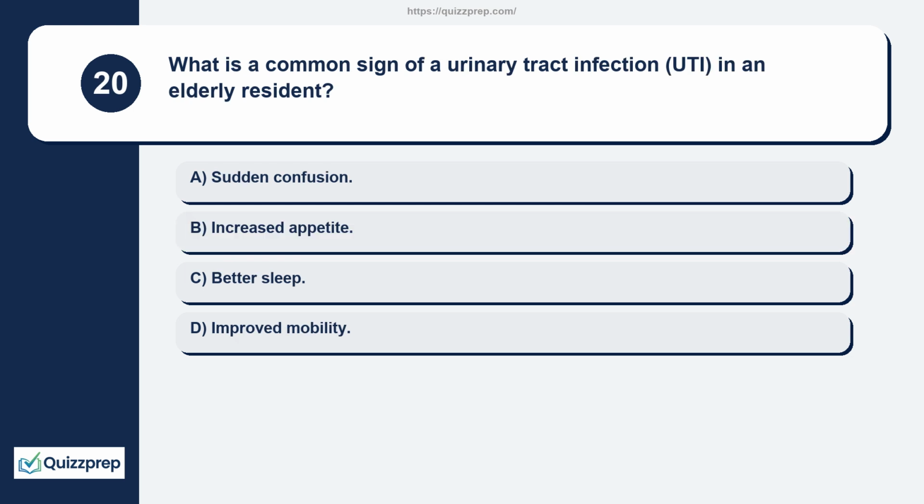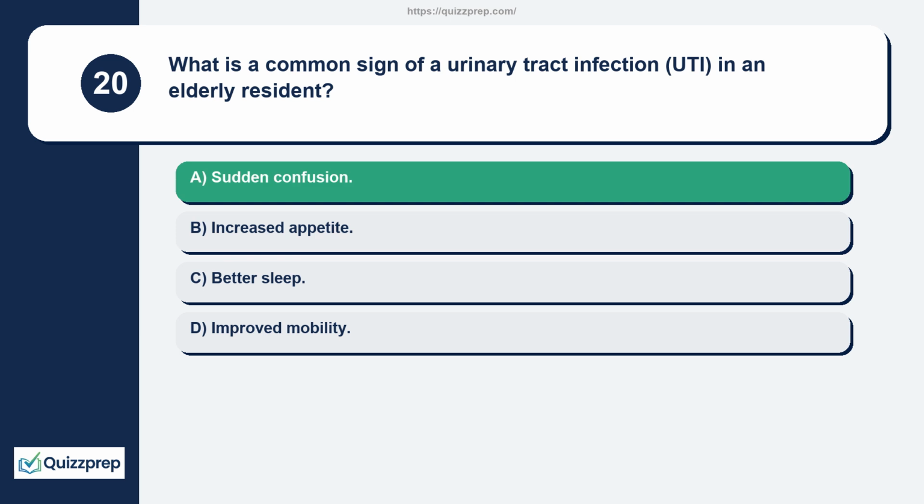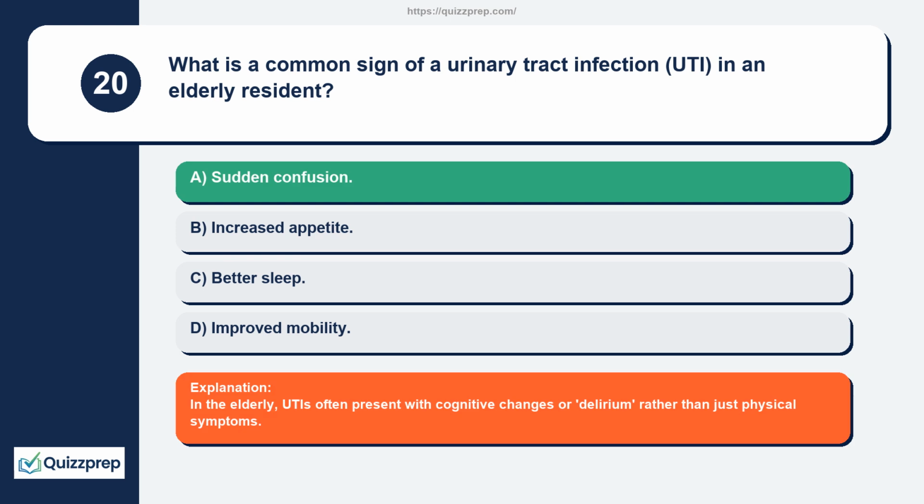Question 20. What is a common sign of a urinary tract infection, UTI, in an elderly resident? Sudden confusion, increased appetite, better sleep, improved mobility. In the elderly, UTI often presents with cognitive changes or delirium rather than just physical symptoms.